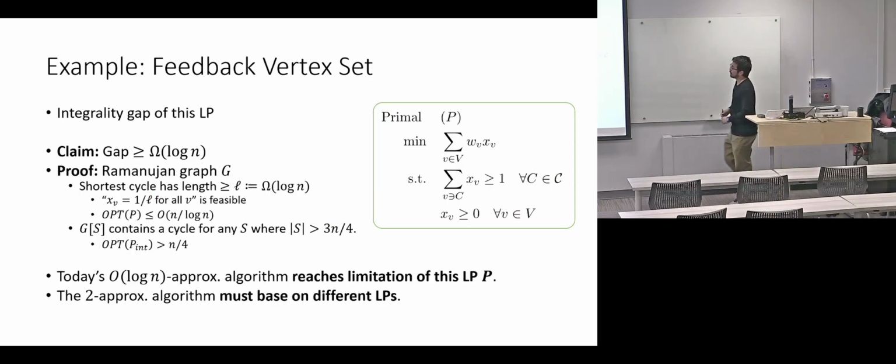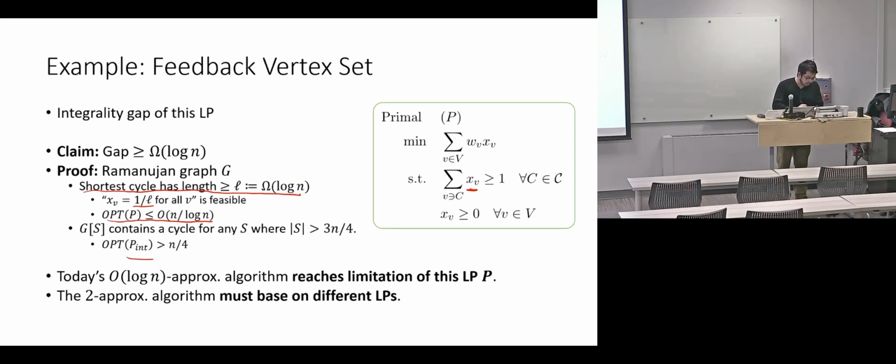And for feedback vertex set, you actually know that the gap is log n. How? Well, there is an example of a graph called a Ramanujan graph. It's a graph that is really sparse and well connected, but it's going to be such that every shortest cycle has length log n. So you can just set the value of everyone here to be 1 over log n. So the optimal fractional value is n over log n.